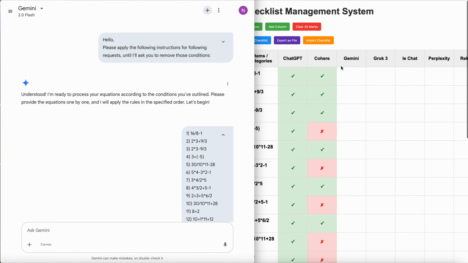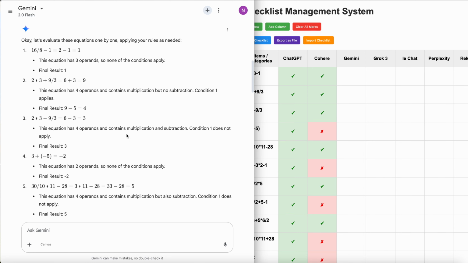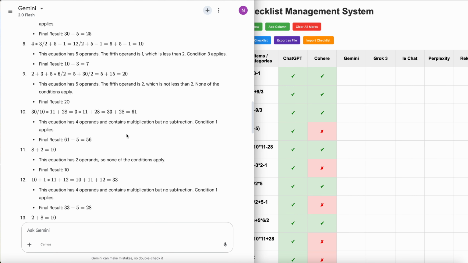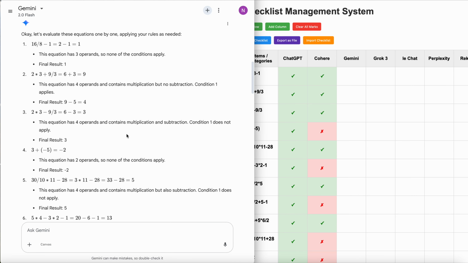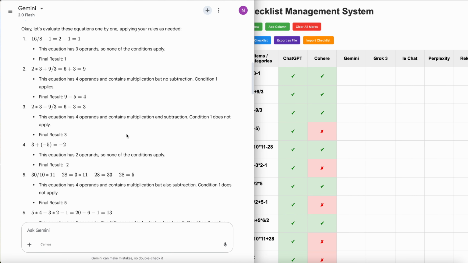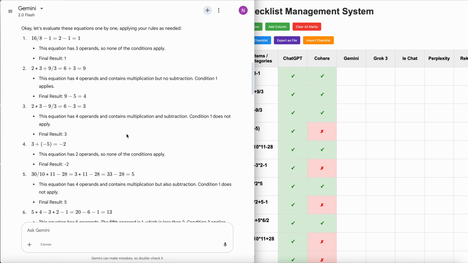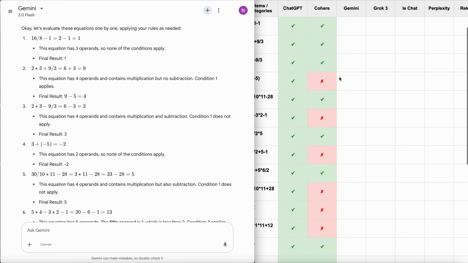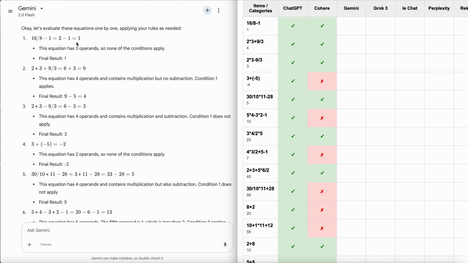Gemini. Let's go. Same instructions, same equations, and here are the results. Next time I should add an instruction on how to display that, because it's sometimes hard to read and detect what is expected. Final result 1, 1, yes.